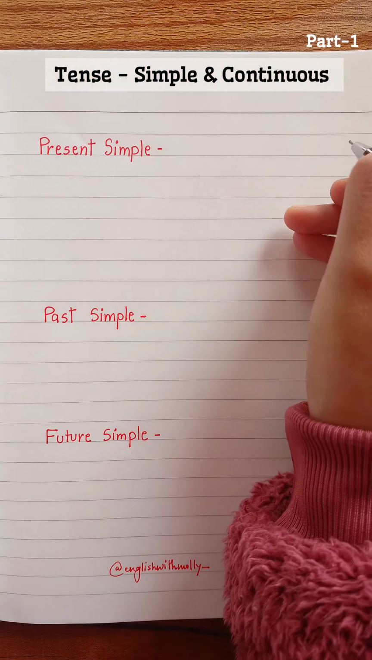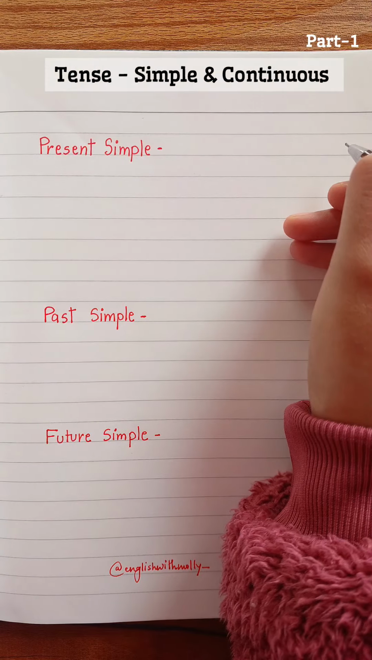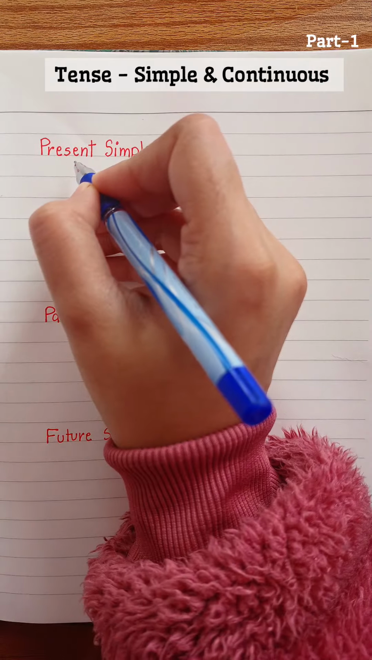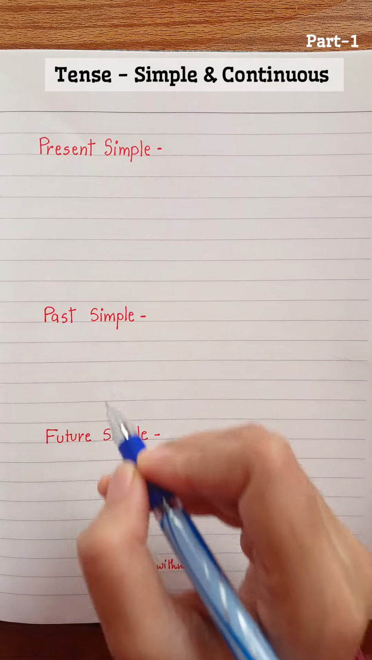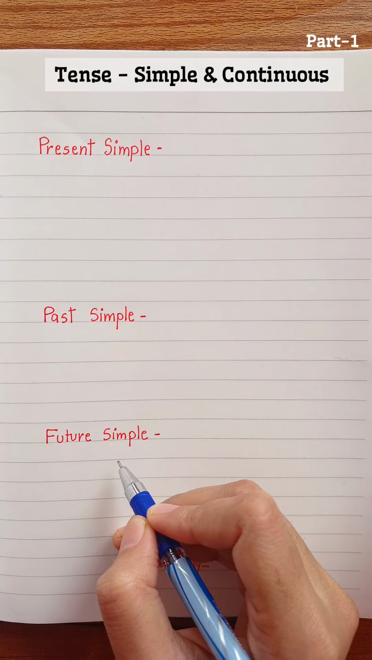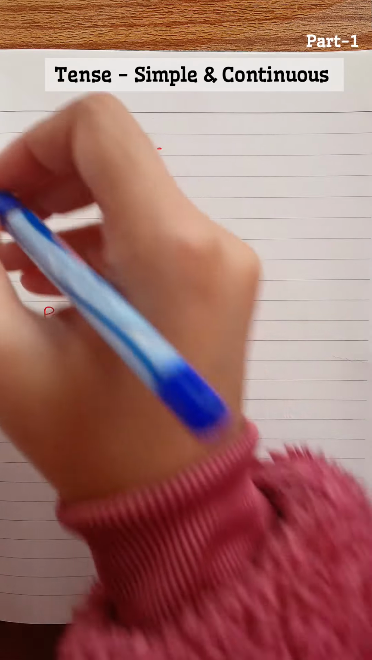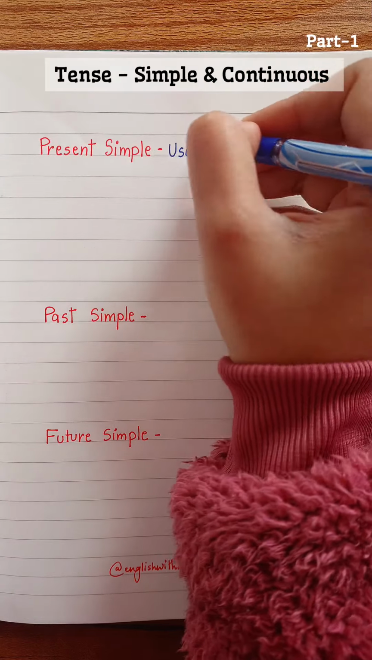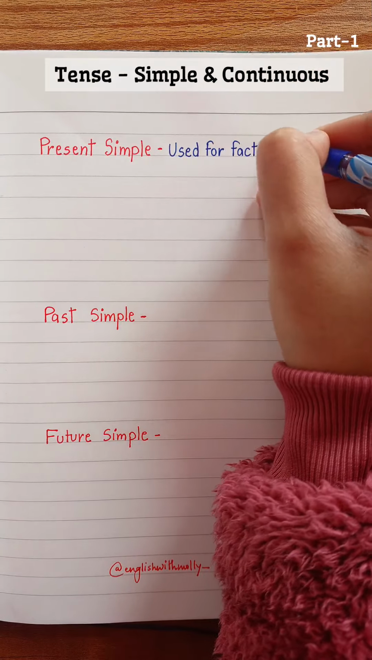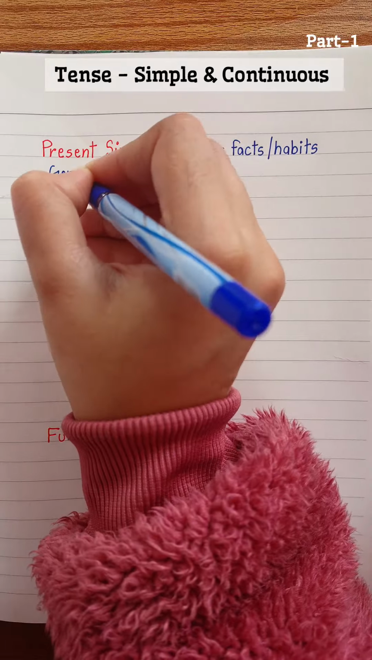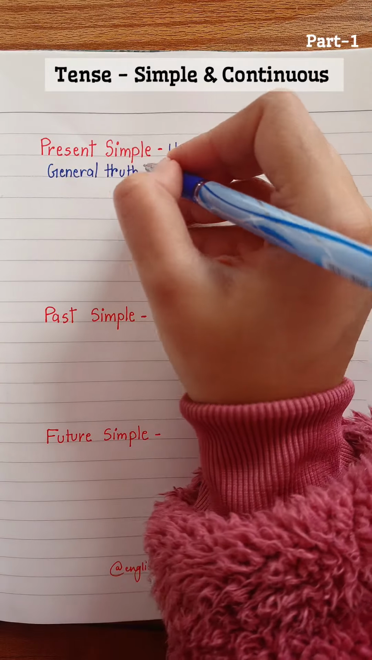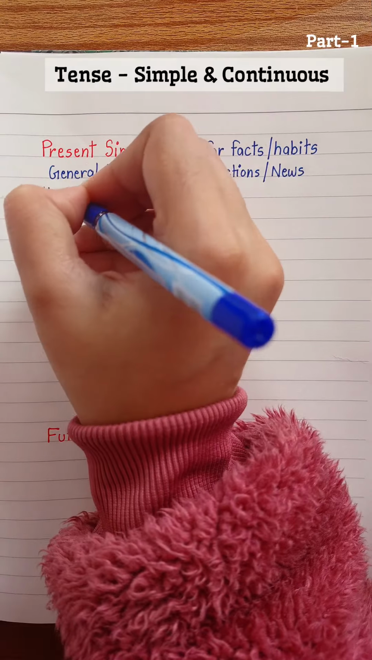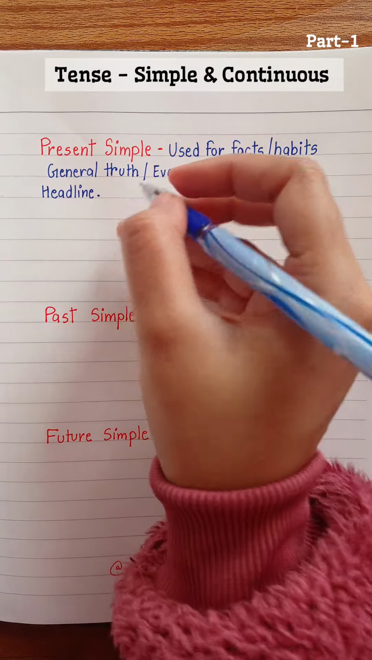Hello guys, in this video we are going to learn about simple tense and continuous tense. Today I'm going to teach about different types of simple tense and different types of continuous tense. Let's start with present simple tense. Present simple tense is used for facts, habits, general truths, everyday actions, news headlines, etc.